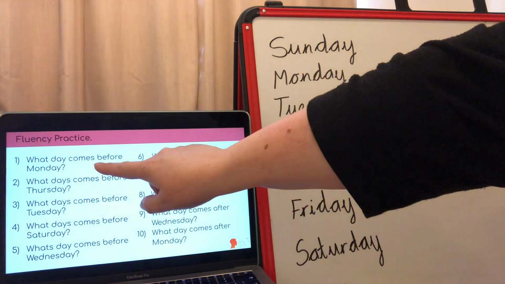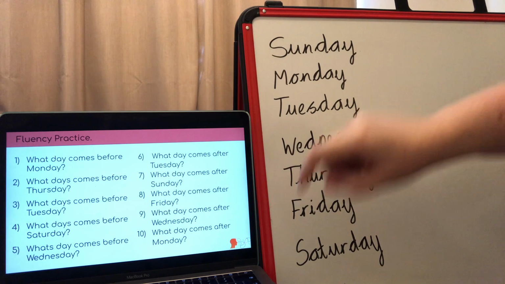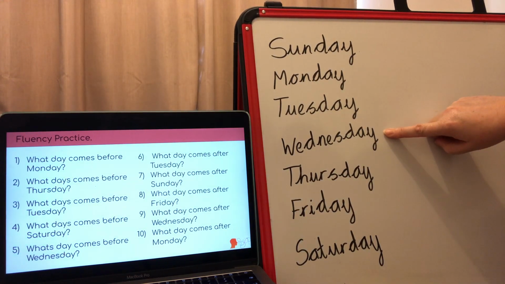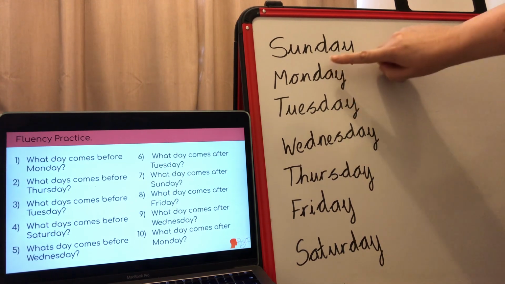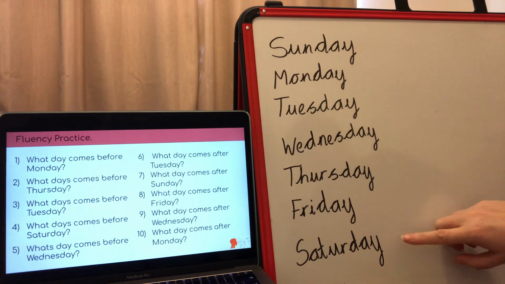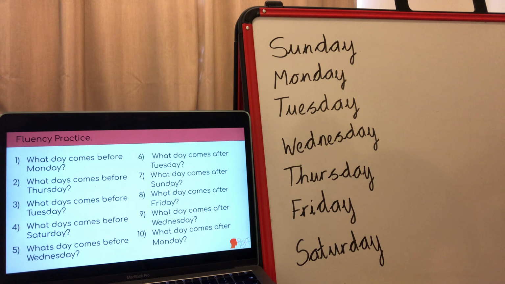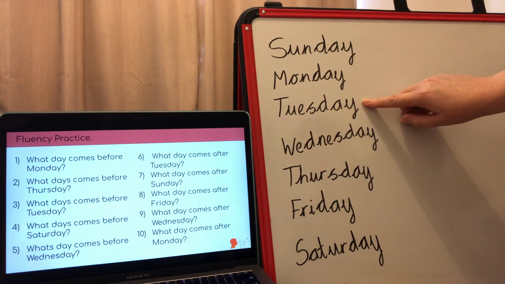Right then, the day that comes before Monday is Sunday. The day that comes before Thursday is Wednesday. Number 3, the day that comes before Tuesday, if I go up the chart, is Monday. Number 4, the day that comes before Saturday is Friday. And the day that comes before Wednesday is Tuesday.